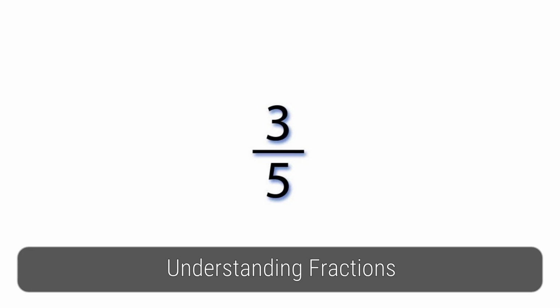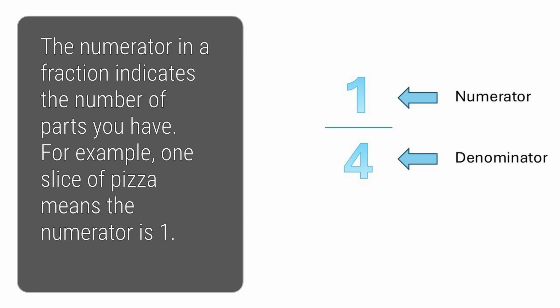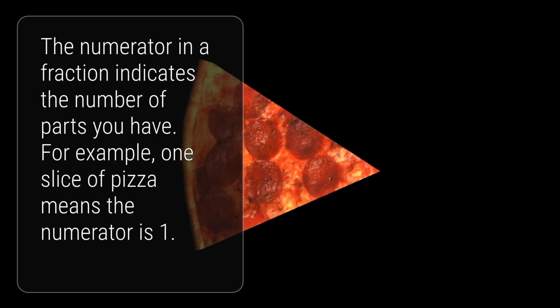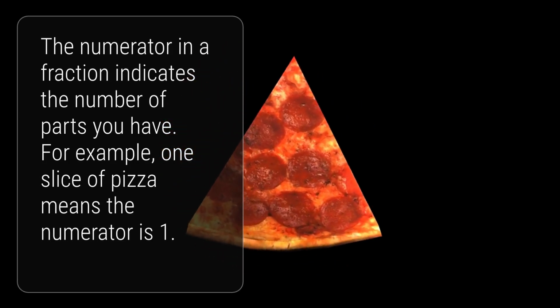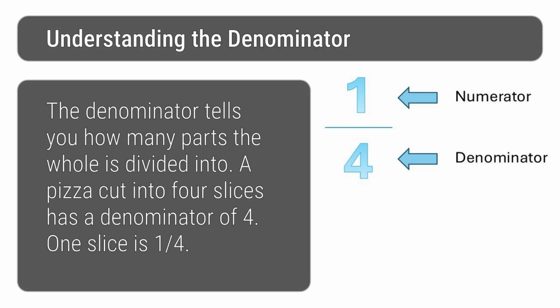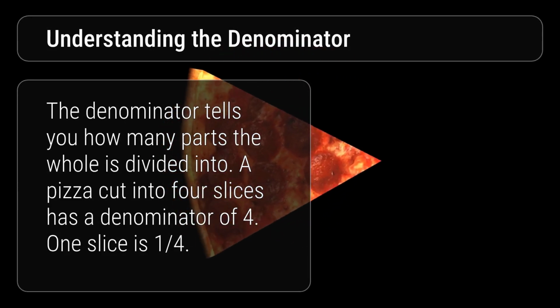Let's break them down. The top number in a fraction is called the numerator. The numerator tells you how many parts you have. Imagine you have one slice of pizza. The numerator would be 1. The bottom number is called the denominator. The denominator tells you how many parts the whole thing is divided into. If that pizza was cut into 4 slices, the denominator would be 4. So, one slice of that pizza is 1/4.